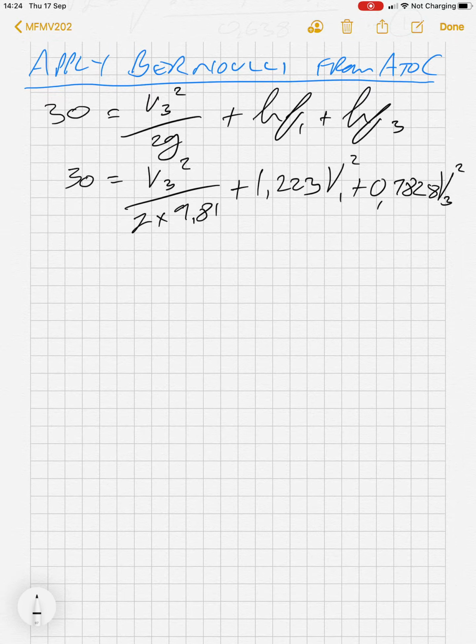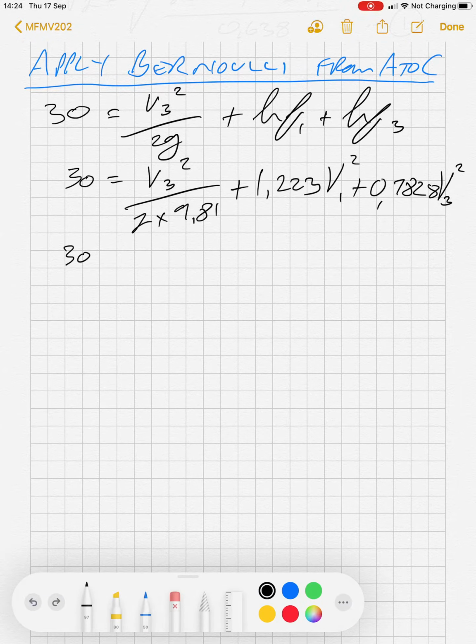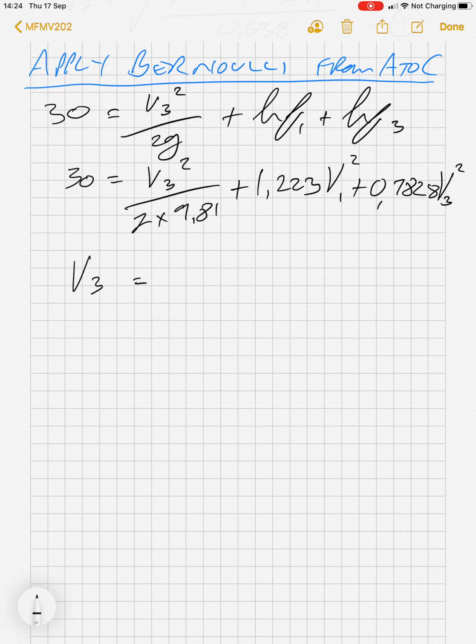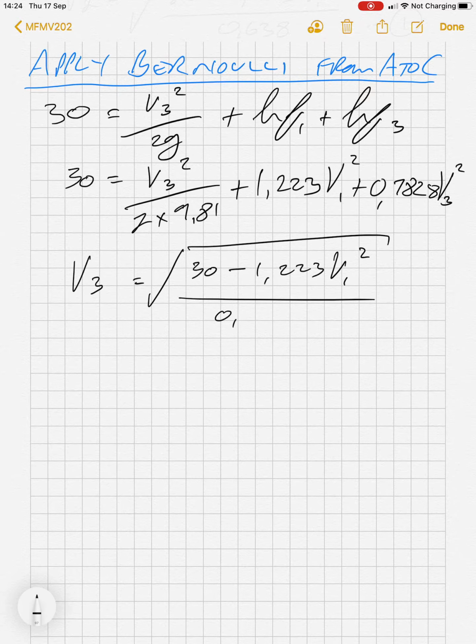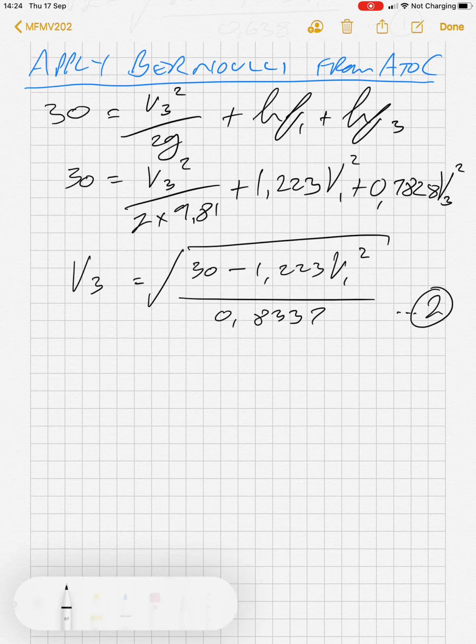And that can be simplified. We can say V3 is then equal to the square root of 30 minus 1.223 V1 squared, divided by 0.8337. And that would be equation number 2.